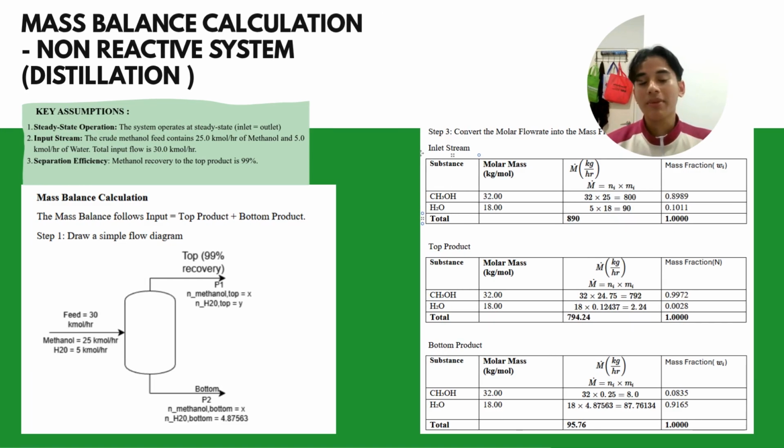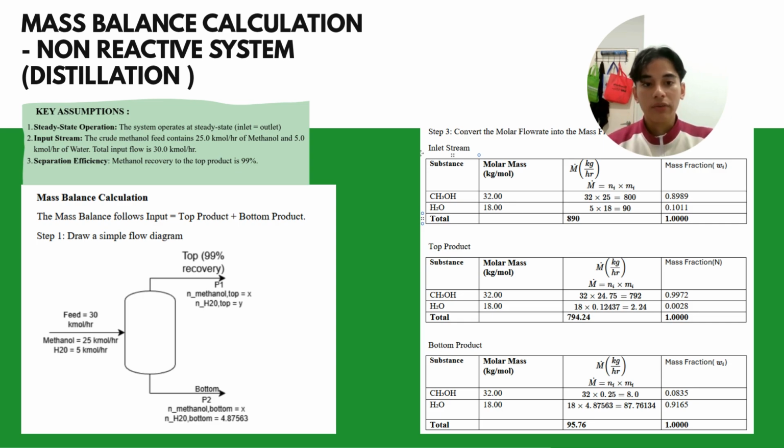This calculation demonstrates mass balance for a non-reactive distillation system. Our goal is to separate methanol and water. The key assumptions are steady state operation and a separation efficiency of 99% for methanol recovery in the top product. The input stream is 30 kmol per hour of total feed, consisting of 25 kmol per hour of methanol and 5 kmol per hour of water. By following the fundamental rule of input equals top product plus bottom product, we can find the equation balance. The first step is to calculate the methanol with 99% recovery, and after that we can calculate all the other molar flow rates of methanol and water in both the top and bottom streams.